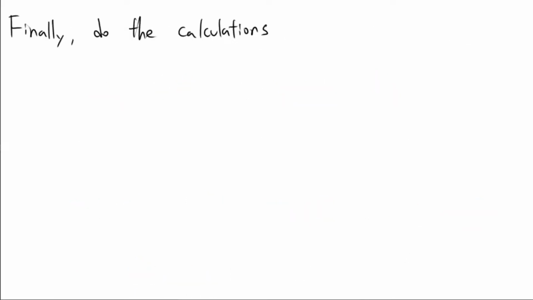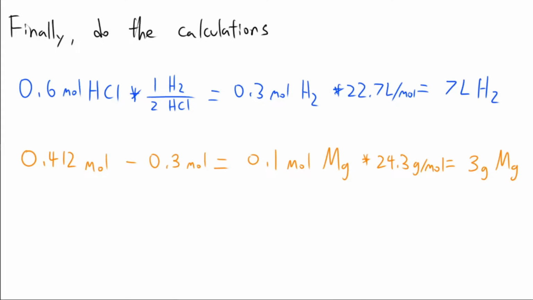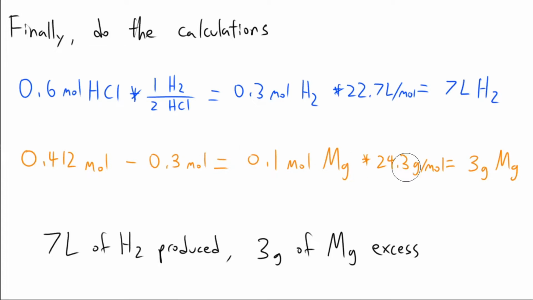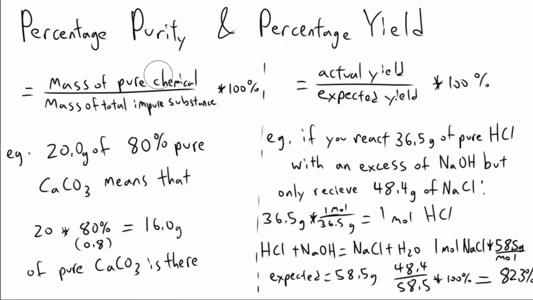Finally, knowing these facts, I can do the calculations and find that I would create 7 liters of hydrogen gas and 3 grams of magnesium metal would be left as excess. The final topic I'm going to briefly cover is percentage purity and percentage yield. In essence, these concepts are both just asking for fractions.